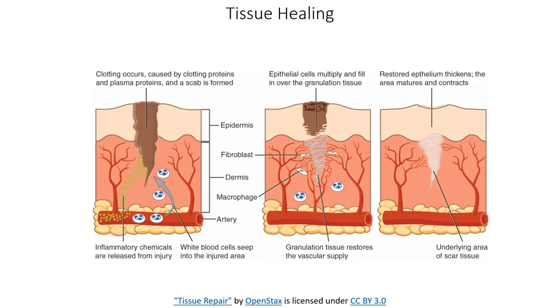So obviously outward signs of aging are pretty obvious. So skin and other tissues start getting a little bit thinner and drier. They're not as elastic. That's how we get wrinkles.